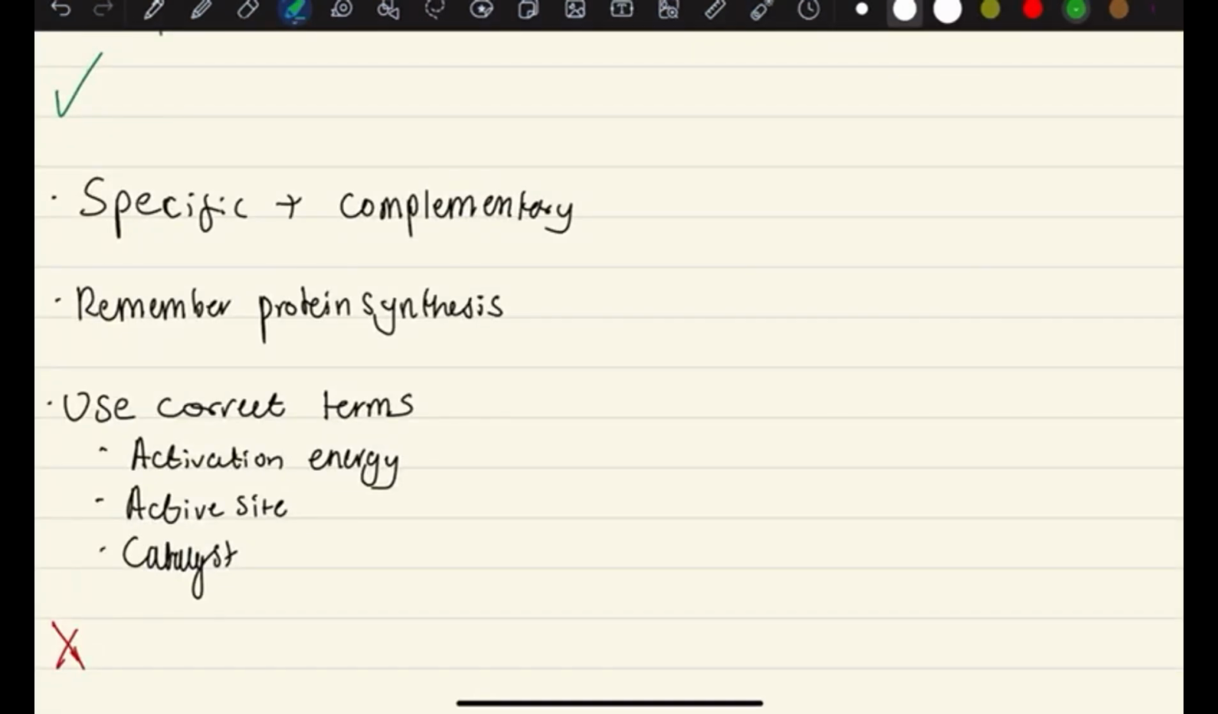Okay, so really with the A-star tips, not too much for enzymes, but really important, specific and complementary. They need to become your best buddies, yeah? Every single time, specific and complementary. Cool. Protein synthesis. You saw when we were talking about the question at the start, that question comes up almost year on year without fail. Yeah. So knowing protein synthesis is going to be really important so that you can actually describe that process. Other things, ketones, activation energy, active site, catalyst. Just make sure that you know how to define them.